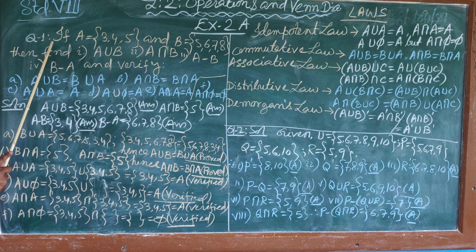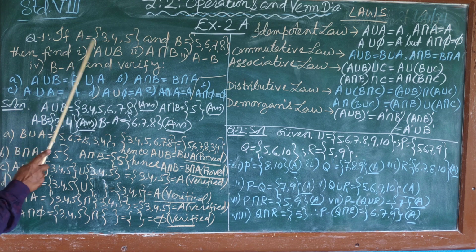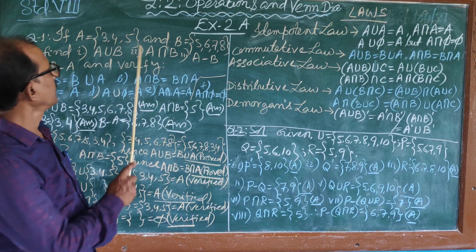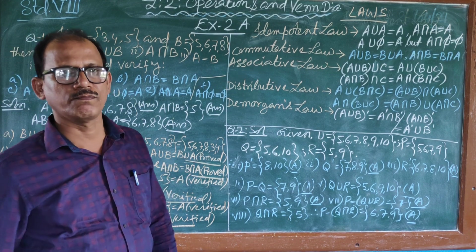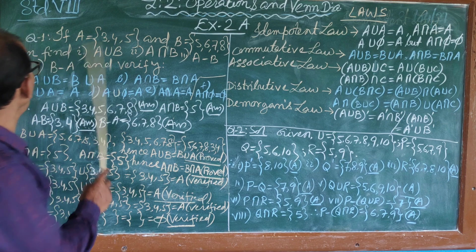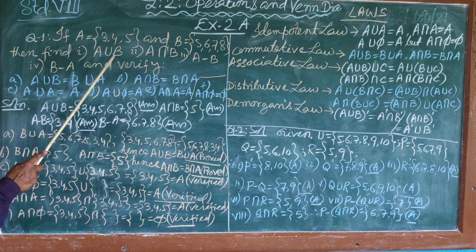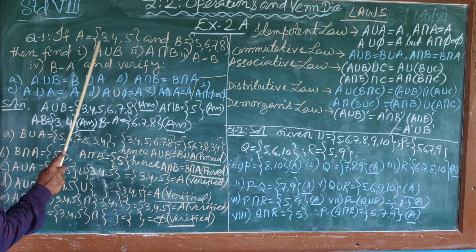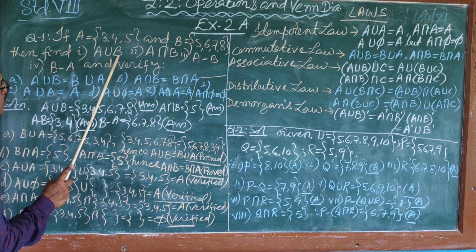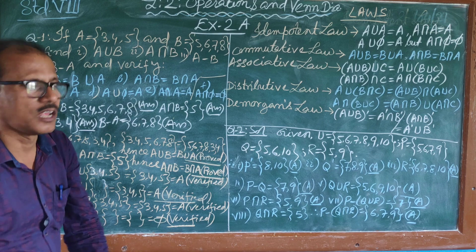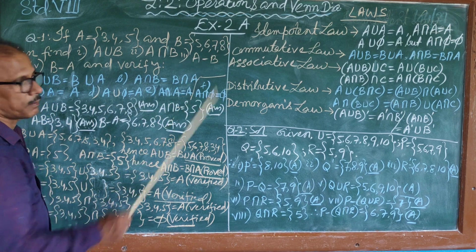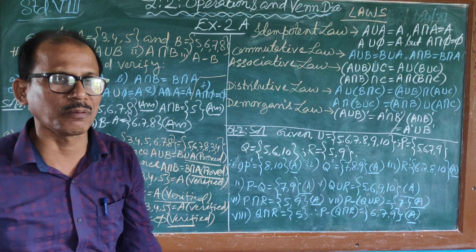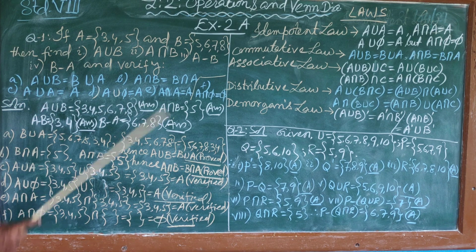See, question number 1 is given to you. A is a set having the elements 3, 4, 5 and B is a set having the elements 5, 6, 7, 8. Now you need to find A union B. It is very, very simple. These are the elements of the two sets. A union B will be what? Union is all the elements together, but you can't repeat an element.